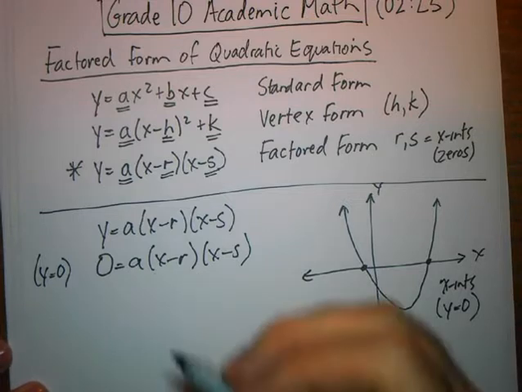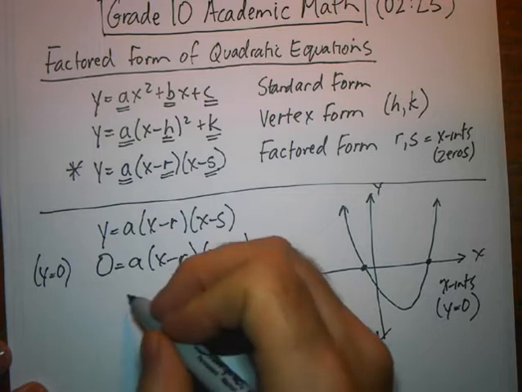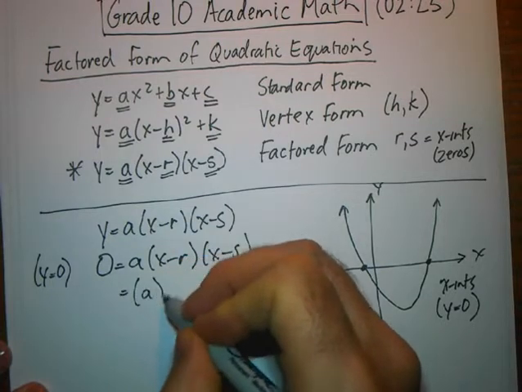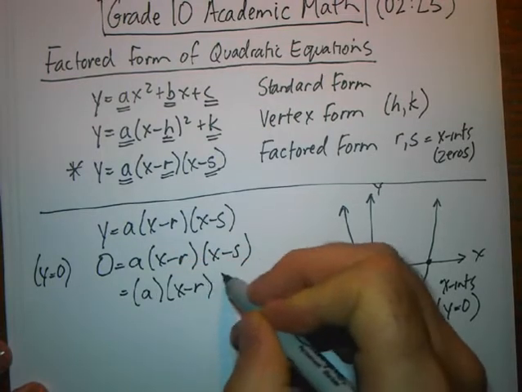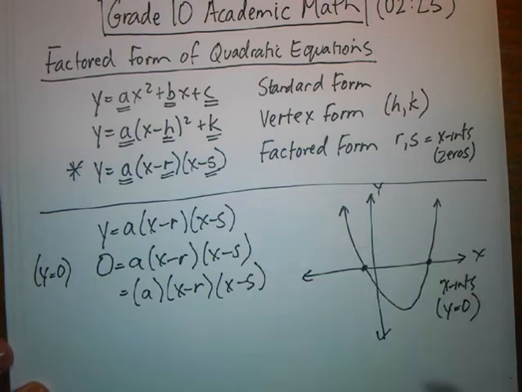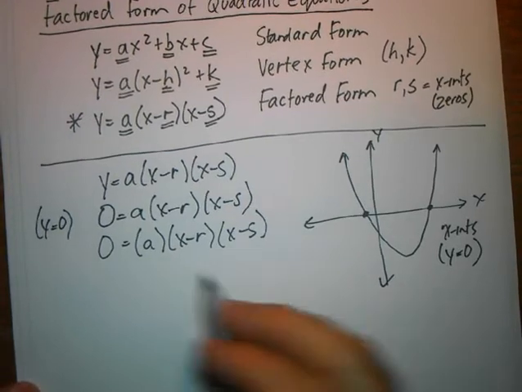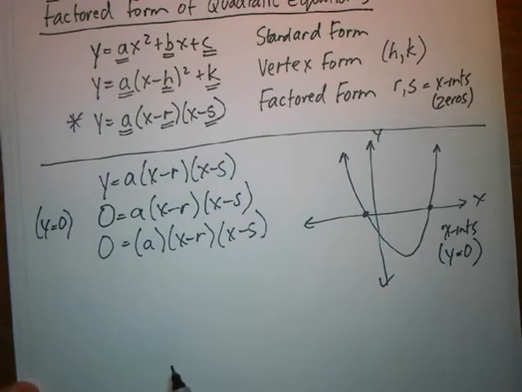Now, I'll put the a in brackets just for the sake of making it look like it's a number. It's something multiplying with these two things. So basically we've got these three things multiplying with each other, and the result is 0. So anytime you multiply 2 or 3 or 4 things and get 0, that means one of these must be 0.